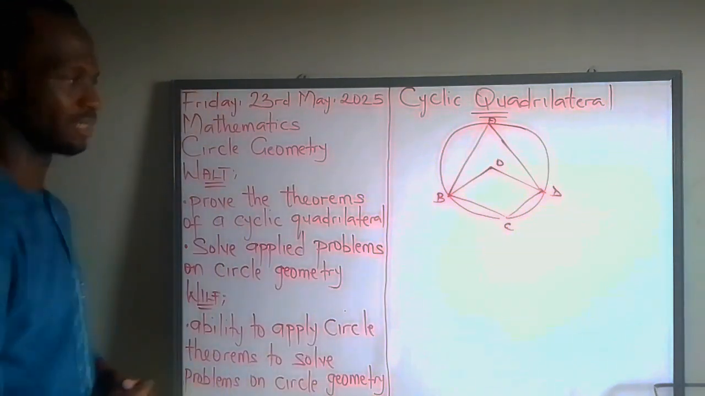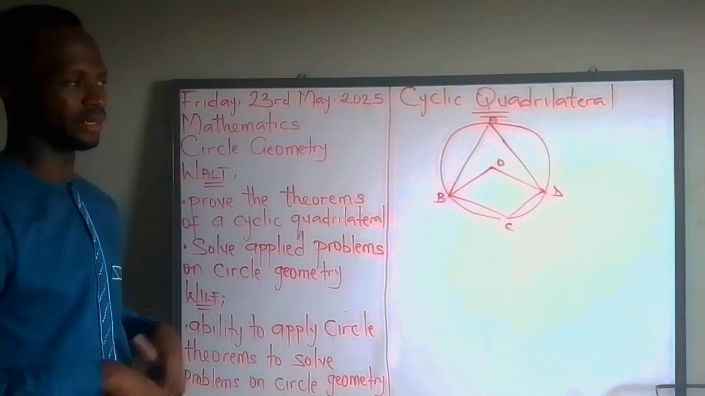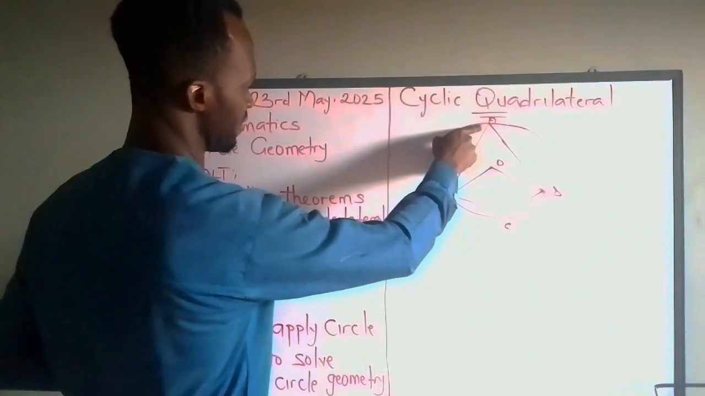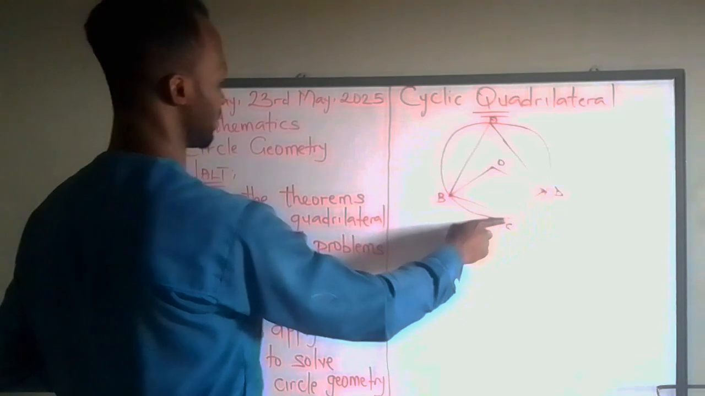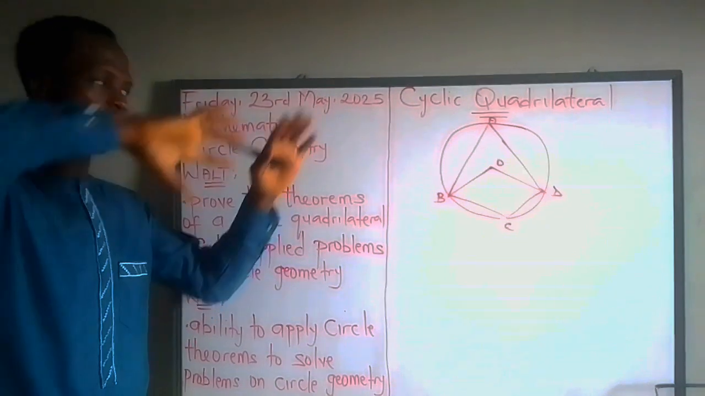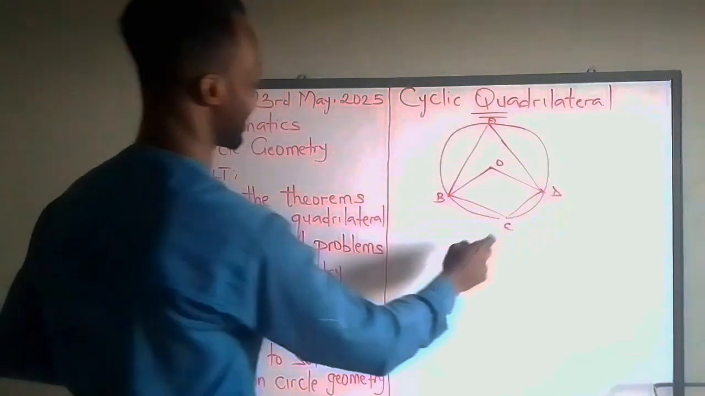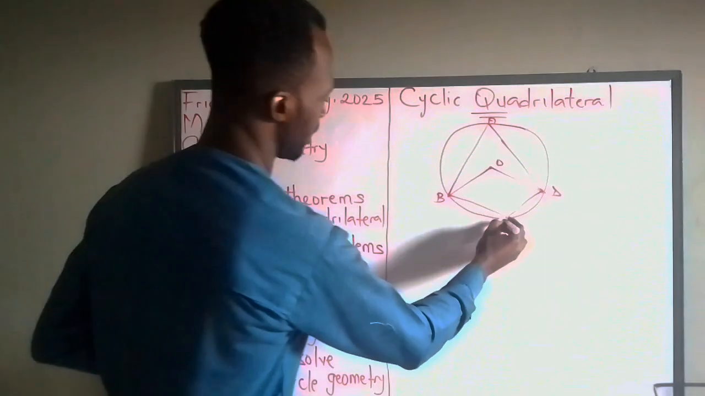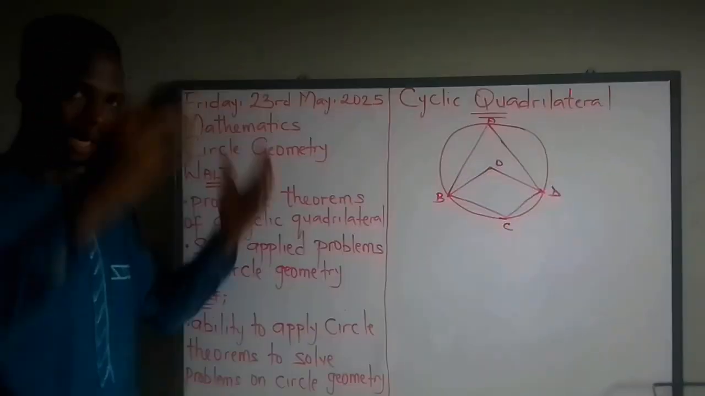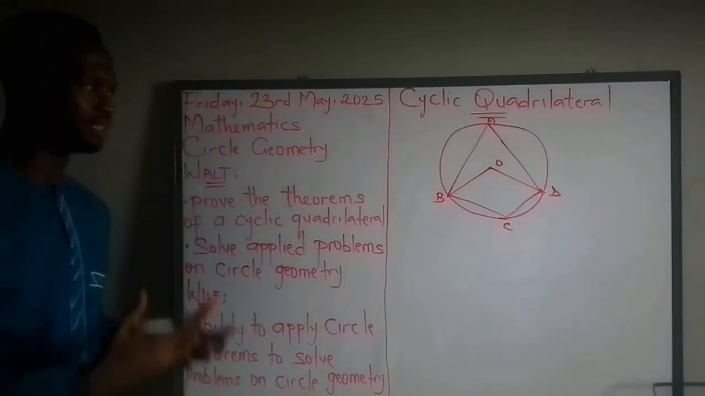ABCD is a quadrilateral, not just a quadrilateral. It is a cyclic quadrilateral because the vertices touch the circumference of the circle. This is a vertex, this is a vertex, this is a vertex, this is a vertex. One vertex, but 4 vertices. Another way to put that is that the quadrilateral is inscribed in a circle.